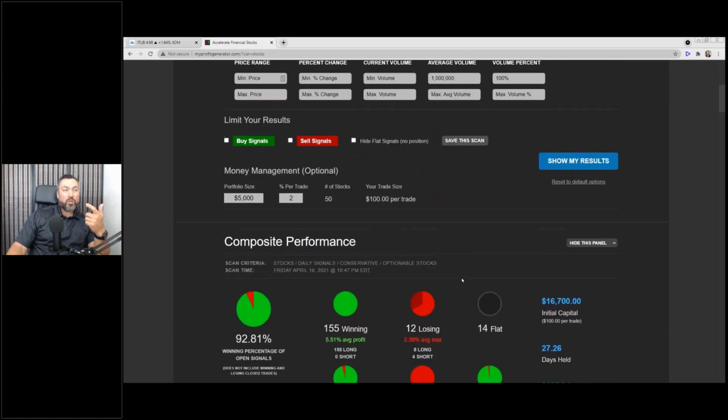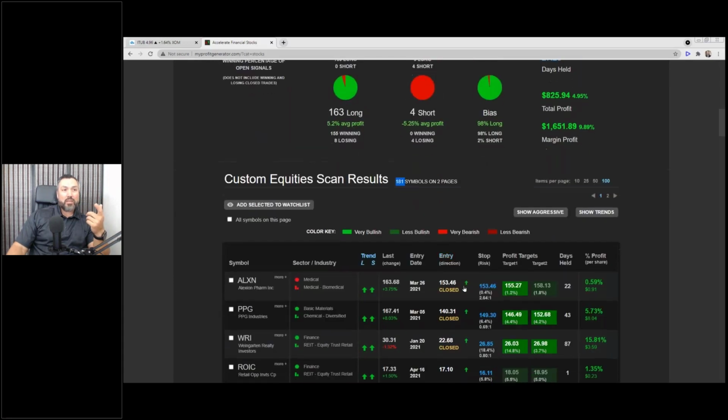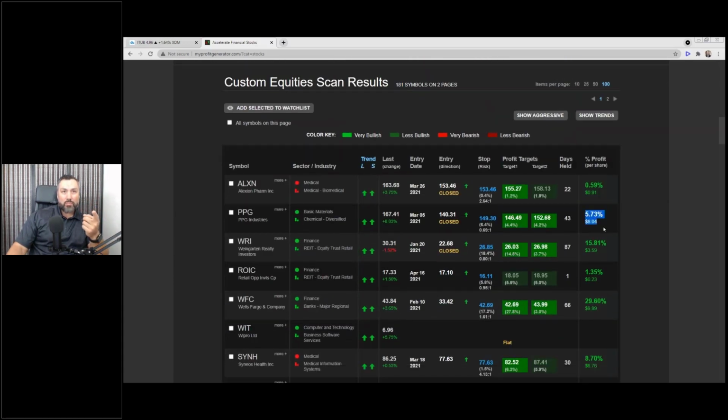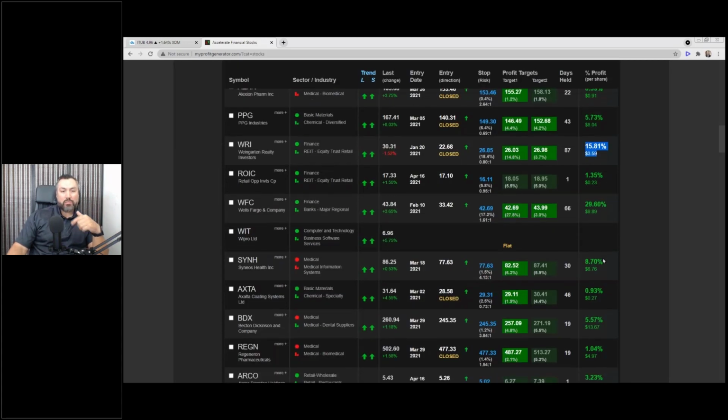So what do I want to do? I want to find new entries. Some of these have already left the station. You see all this with a profit? These stock signals have already taken off. I don't want those right now. I'm looking for new ones about to break out, okay?